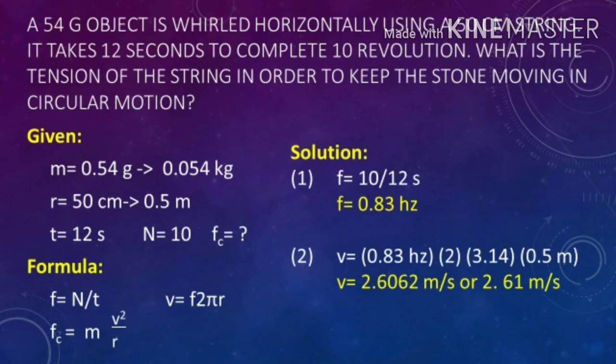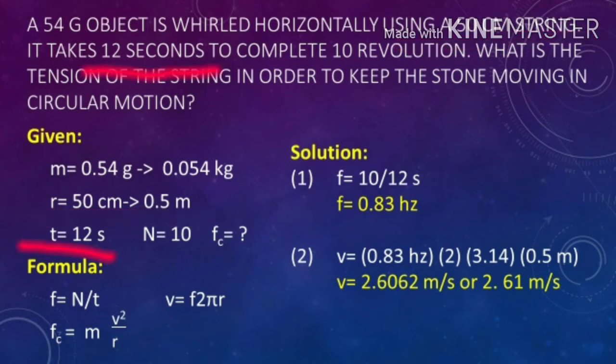Example problem. A 54-gram object is whirled horizontally using 50 cm string. It takes 12 seconds to complete 10 revolutions. What is the tension of the string in order to keep the stone moving in circular motion? Identify the given 54-gram object as the mass of the string. Convert 54 gram to kilogram. If you remember your Science 7, you were taught how to convert units, but you can also simply research it. 54 gram is 0.054 kilogram. 50 centimeter string is your radius. Convert centimeter to meter. 50 centimeter string is 0.5 meter.